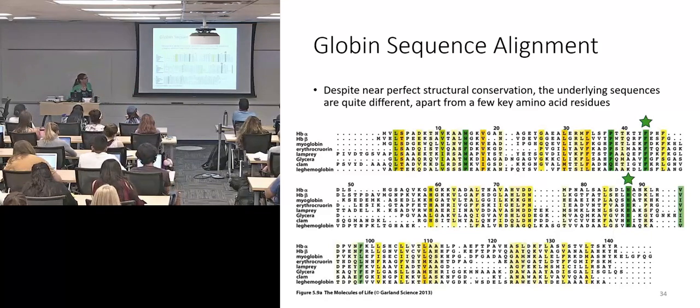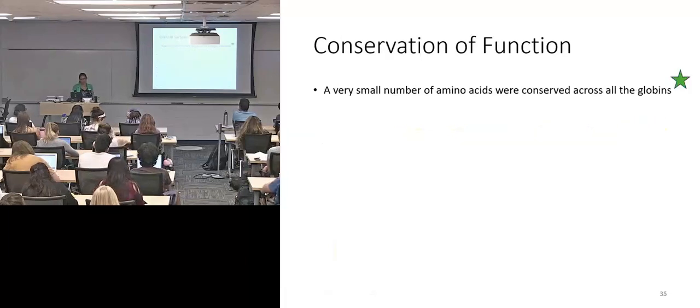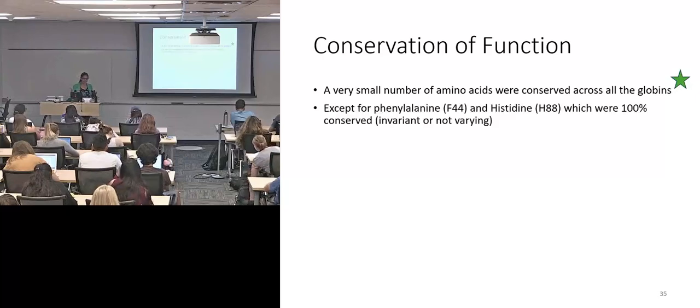Okay? And so what this is showing is that there are only 2 absolutely conserved positions across all of these. A very small number of amino acids were conserved across all the globins. The ones that were absolutely conserved, so they're exactly the same position, same amino acid across all of them, were only 2 spots. A phenylalanine in the 44th position and a histidine in the 88th position. Okay? Were 100% conserved. They were not varying, not invariant. I only phrase it this way because you might see it written this way on other questions, and so understand that I'm asking the same thing.